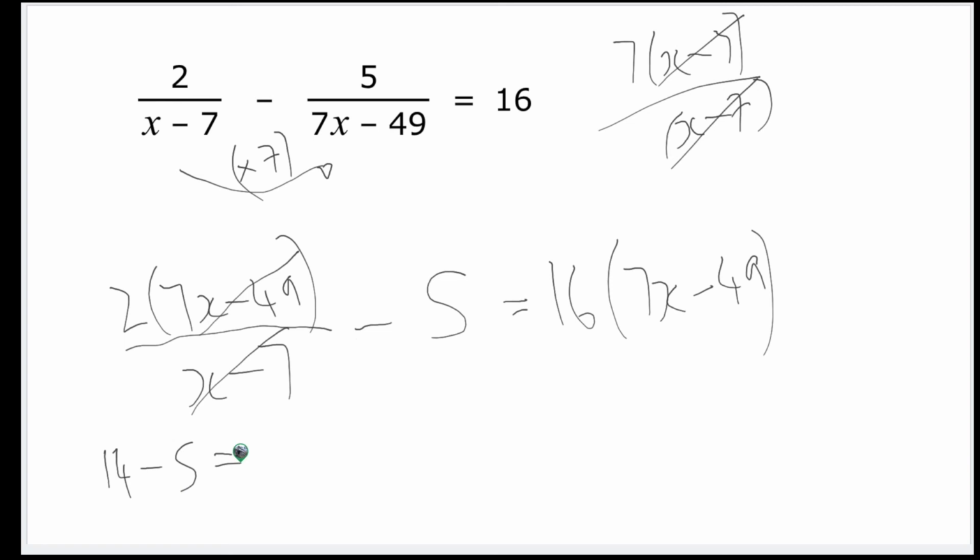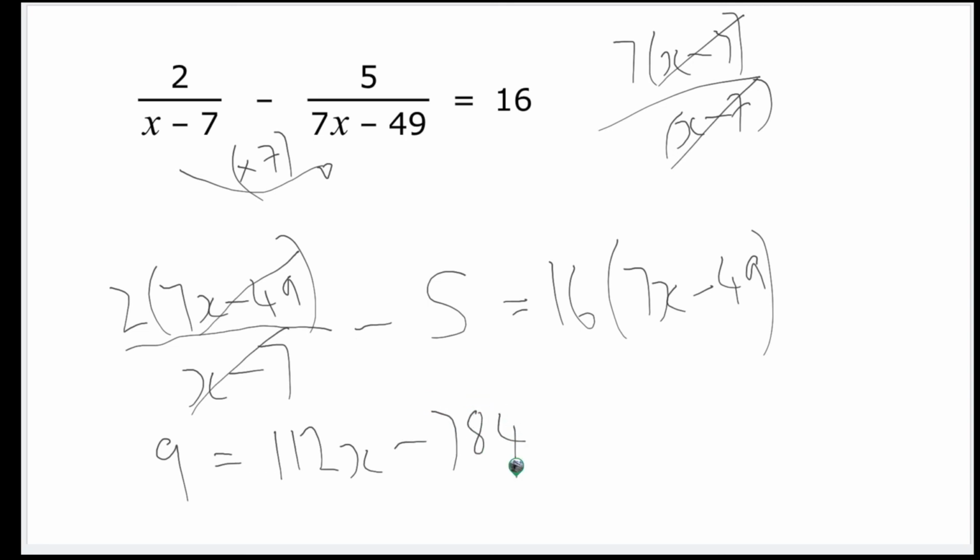Actually, I'm going to evaluate that, so I'm running out of space. 14 minus 5 is equal to 9. On the right hand side, expand the brackets. So just checking out on the calculator. 16 times 7x is going to give me 112x. 16 times 49, also using the calculator for that, is minus 784.